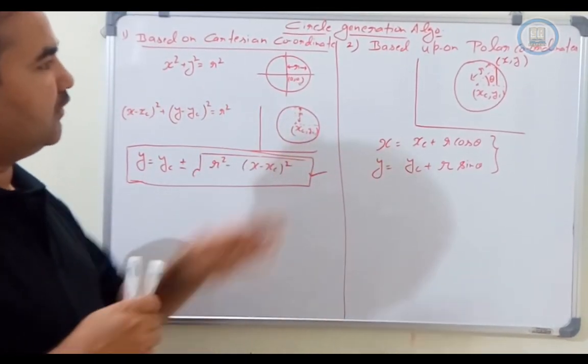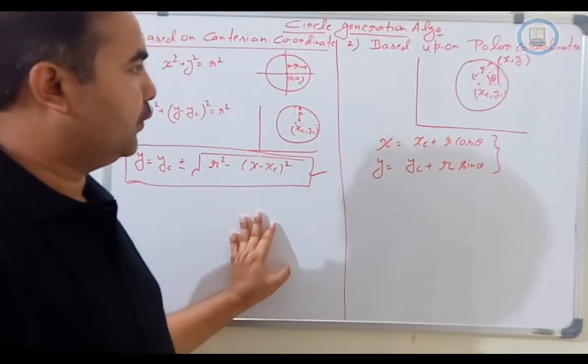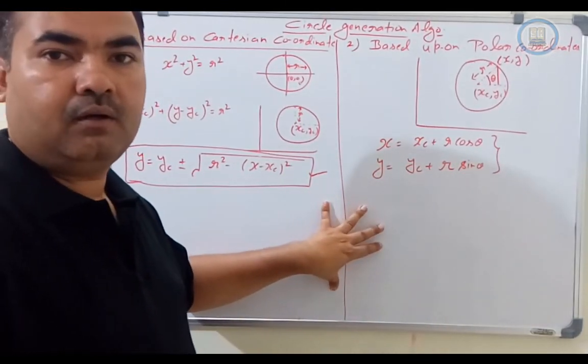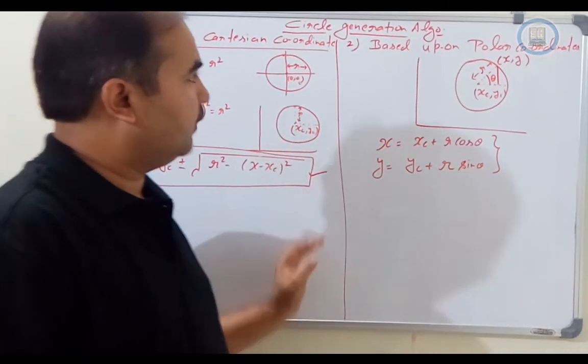The next method is called the polar coordinate method. Afterwards we will discuss the drawbacks of both algorithms, and why we cannot use these two algorithms directly in computer graphics for plotting the circle.